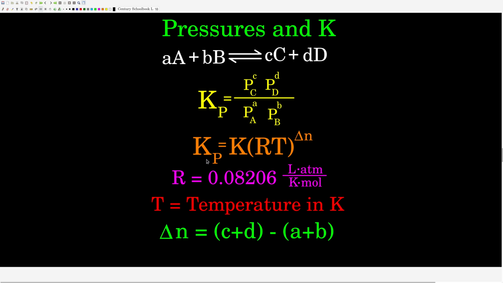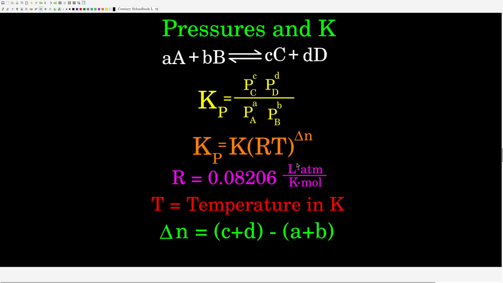It ends up the relationship between Kp and K, which is in terms of concentrations, is this right here. And I'm going to show you why that is in just a minute, guys. But Kp, this is basically the bottom line here for you. Kp is equal to K times RT to the delta N, where R is the gas constant. Remember from the gas chapter, 0.08206 liters atmospheres per Kelvin mole. T is the temperature, has to be in Kelvin.